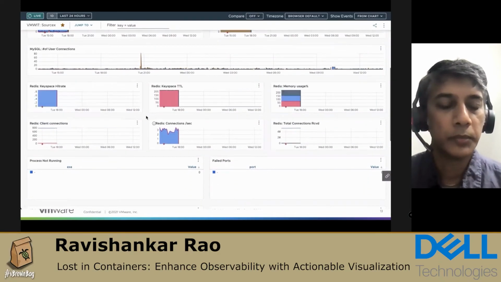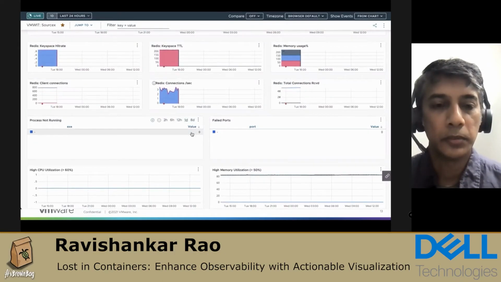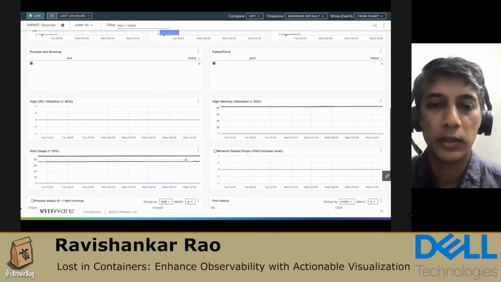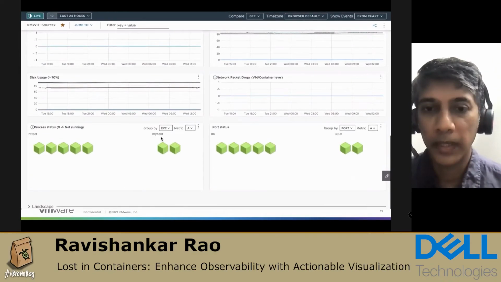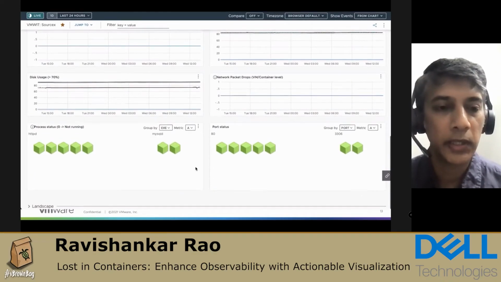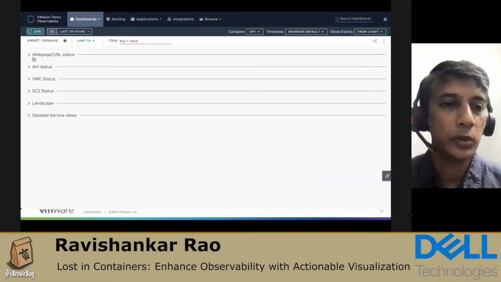Moving down, we also included things like whether you want to highlight a process has stopped running or a port that is not listening anymore. And we want to capture if there are any network packet drops, the state or status of certain processes. All these are captured within the same view.